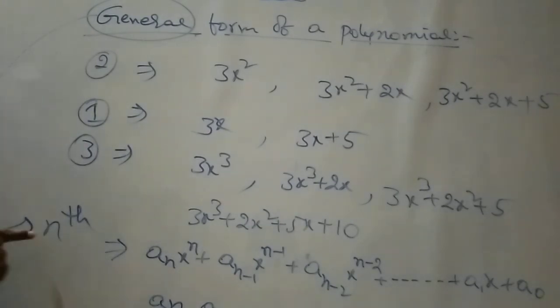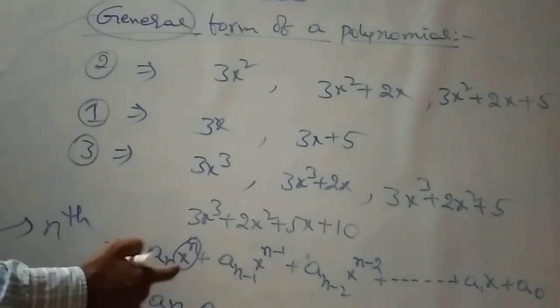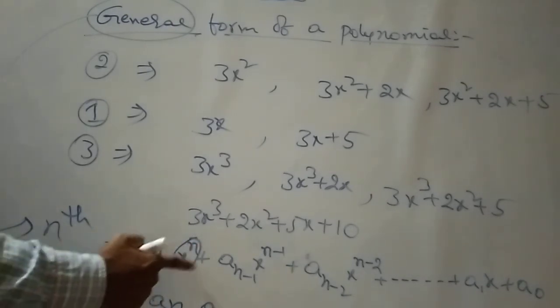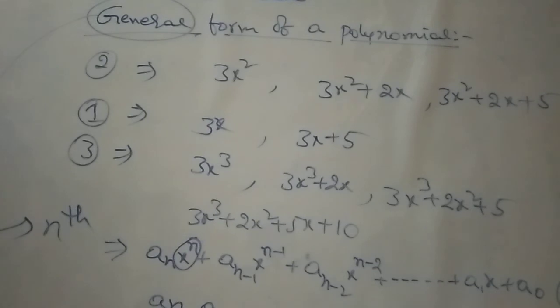And one more condition: we are saying nth degree polynomial, meaning the x power n coefficient should not be 0. One condition here, that is an not equal to 0.